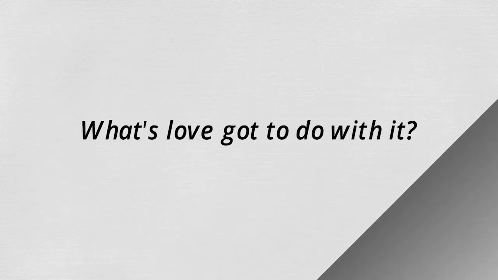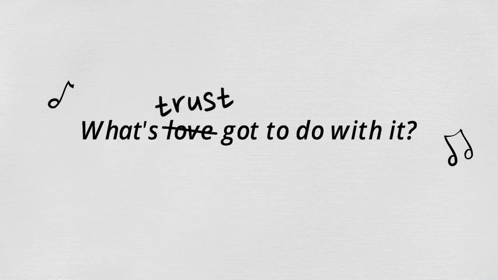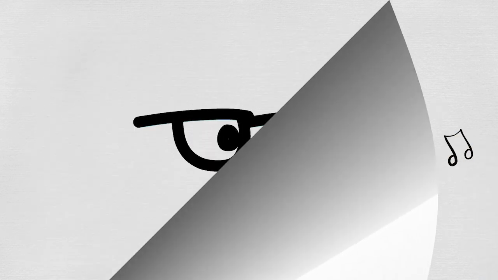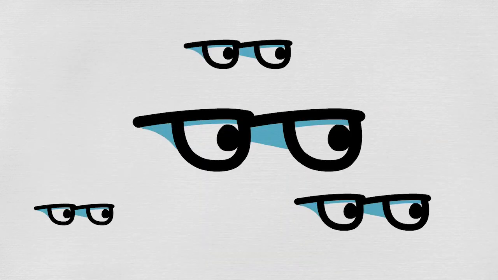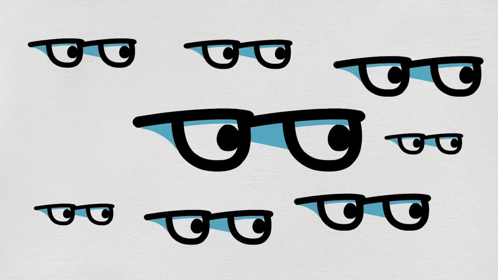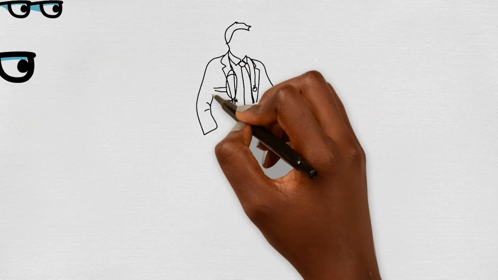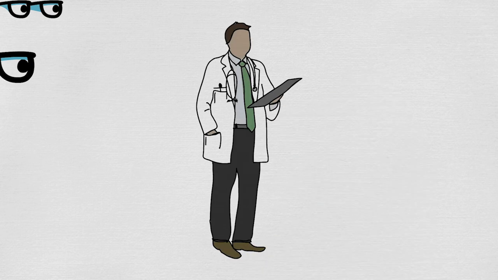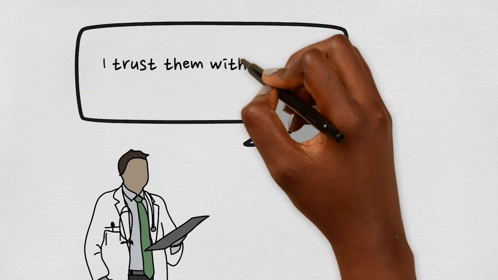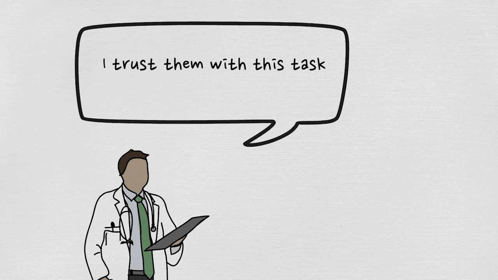So what's trust got to do with it? The more a supervisor directly observes a learner, the more likely and easier it is to confirm that he or she trusts the learner to perform and act independently or unsupervised.